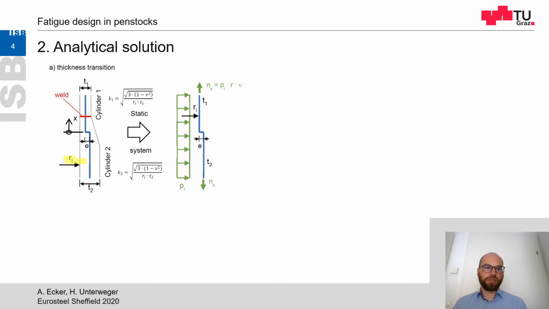The radius over thickness ratio in penstocks is usually over 50. So the theory of thin shells is applicable. Here the static system of the thickness transition is shown. As you can see, the bevel isn't considered in the analytical solution directly, but I'll show you later on how the bevel can be considered in the analytical solution.